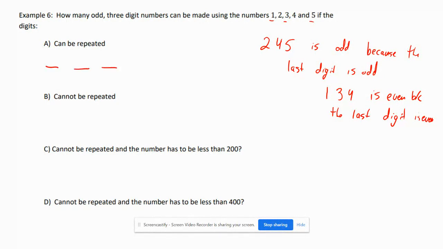So if we have a 3-digit number here, and numbers can be repeated, let's do this one first. There's only 3 possibilities here, because this could be 1 or 3 or 5. Now for here, digits can be repeated. There are no restrictions on the first 2 digits, so 5 times 5 is 25, times 3 equals 75 possibilities. Example 6b, if digits cannot be repeated. So a little bit more difficult here.